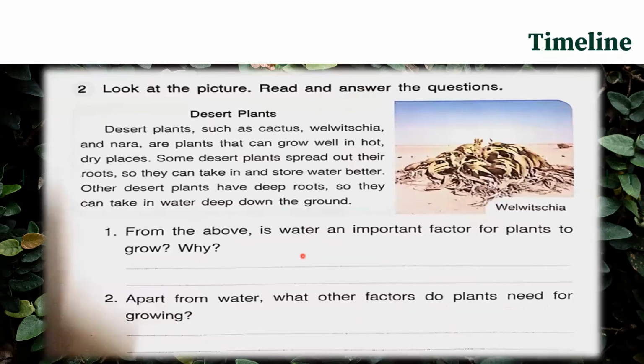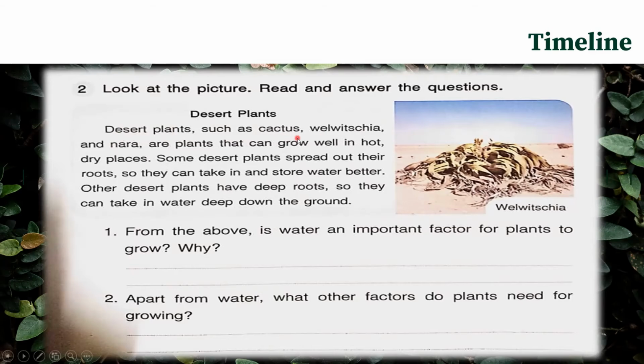Below the one, we also have this question. So look at the picture, read and answer the questions. So we have a passage here that we need to read. So the title is Desert Plants. So I want you to read after me, okay? I'm gonna read every 2 words and then I'm gonna stop and you read after me. Okay, let's do it very slow. Let's start.